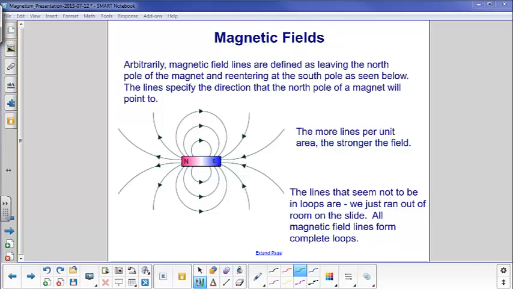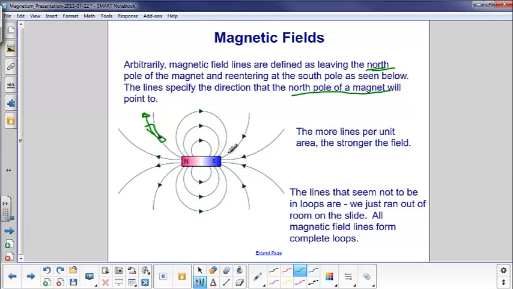We're now going to define a direction for magnetic field lines. When we worked with electricity, we said field lines started on a positive charge and terminated on a negative charge. Since we have a choice of north and south poles, we're going to say that the magnetic field lines leave the North Pole. Again, this is arbitrary, it could have been defined the other way, but this is what we're doing. These lines specify the direction that the north pole of a magnet will point. So if I put another magnet in here, it's going to point that way, along with the field lines.